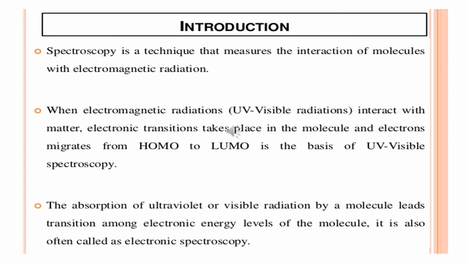When electromagnetic radiation interacts with matter, an electronic transition takes place in the molecule and an electron migrates from the highest occupied molecular orbital to the lowest unoccupied molecular orbital. This is the basis of UV-visible spectroscopy. The absorption of ultraviolet or visible radiation by a molecule leads to transitions among electronic energy levels of the molecule. It is also often called electronic spectroscopy.